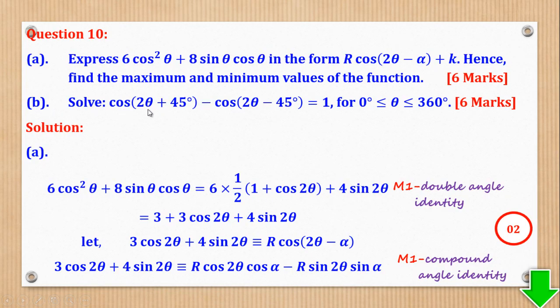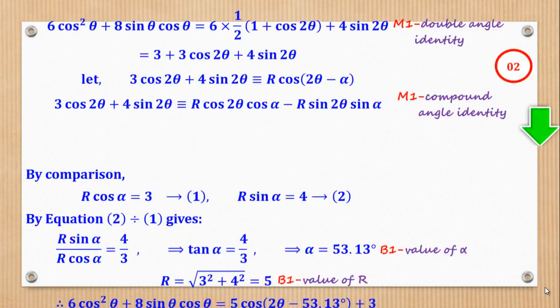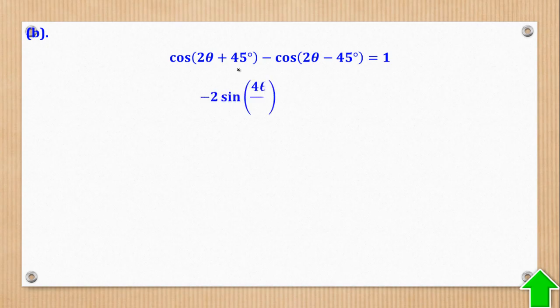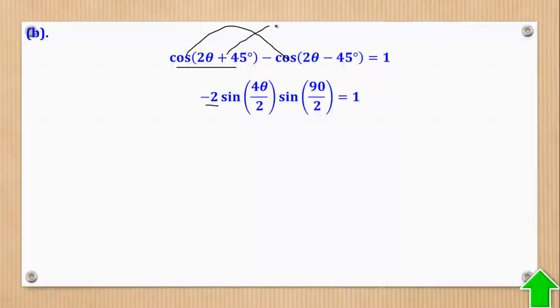Now, part B says solve this for values of theta ranging from 0 to 360. So that is what is given. I'll choose to use the factor formula because you see cos. So cos minus cos gives you -2 sin. So -2 sin, this plus this, do you know what happens?